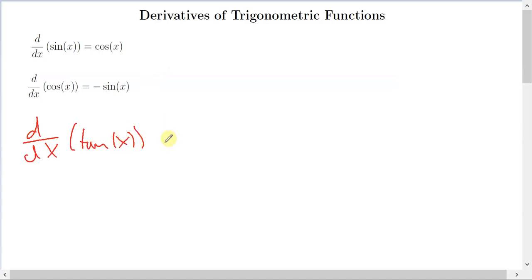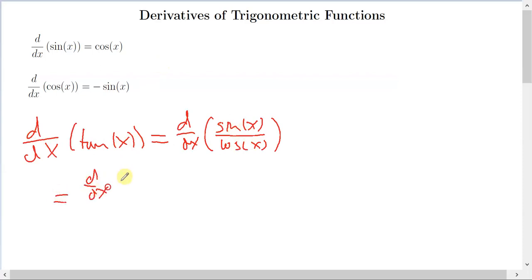I mean, I certainly could try that because there is a sum of angles formula for tangent, and maybe that would lead to something. I would rather just use what I've got, and so I'm going to use the fact that there's an identity that says tangent is sine over cosine. And I already know how to take derivatives of sines and cosines, and this is a quotient. So I'll use the quotient rule.